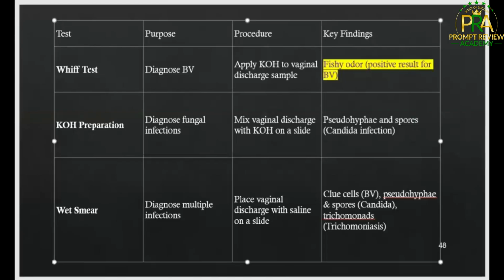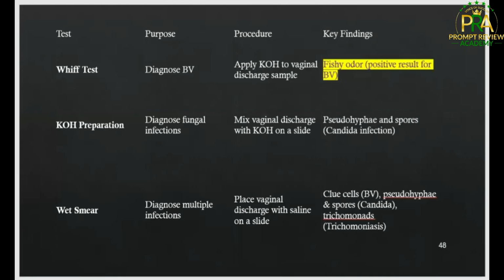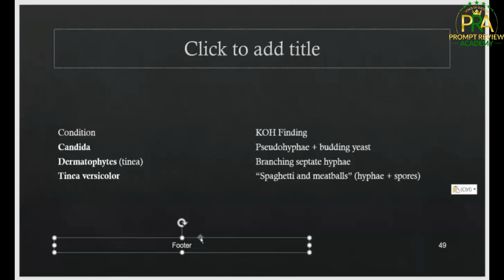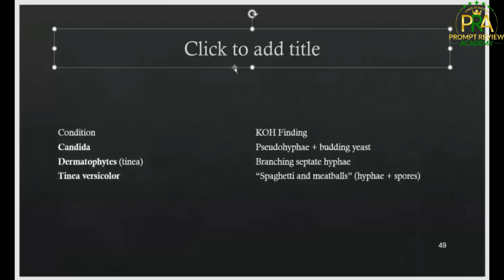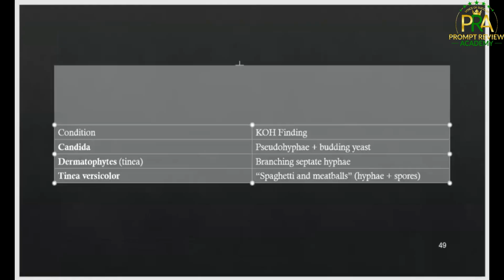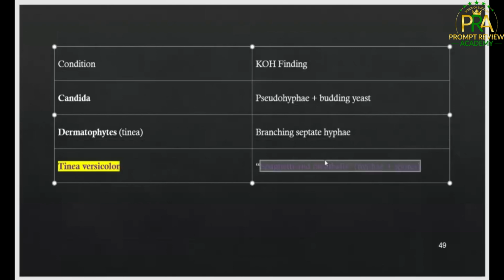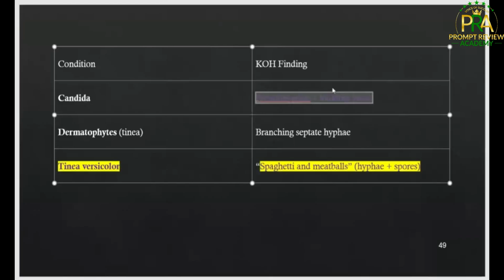And in the case of tinea versicolor, with the KOH they are going to see spaghetti and meatball. These are all the questions they ask on a KOH. So if they do the KOH finding for Candida, what you are going to see is pseudohyphae, like I mentioned. If they do it on tinea dermatophytes, they are going to see branching septate hyphae. But another most common one in the exam is tinea versicolor. They are going to see spaghetti and meatball. They always ask this question, what do you see? So spaghetti and meatball for tinea versicolor.